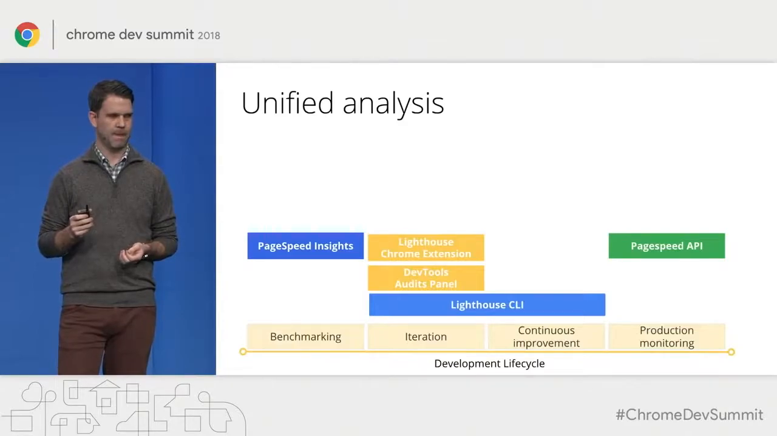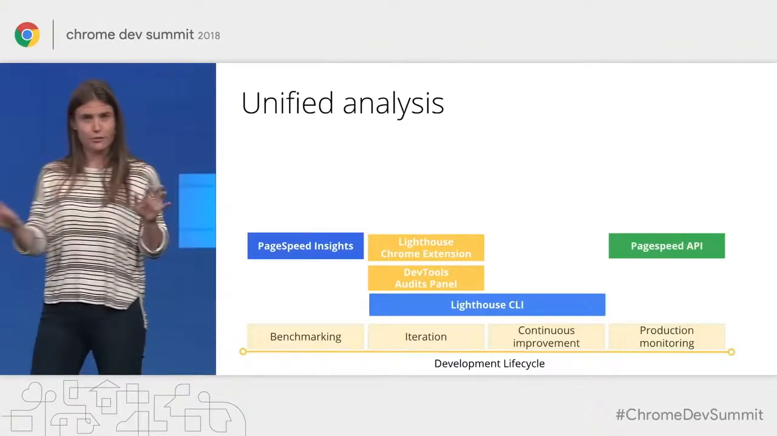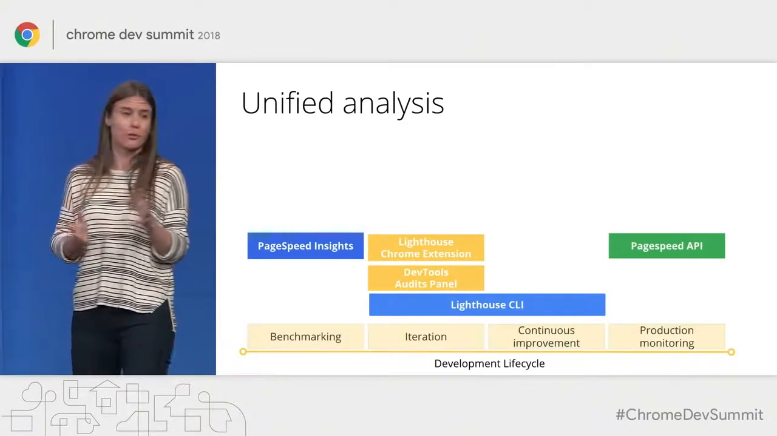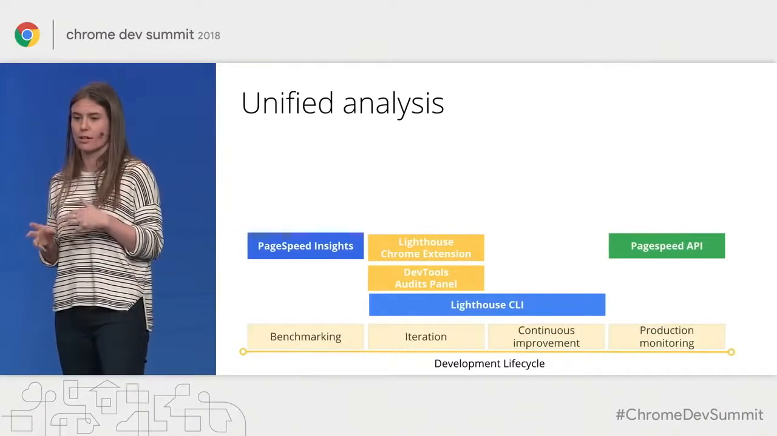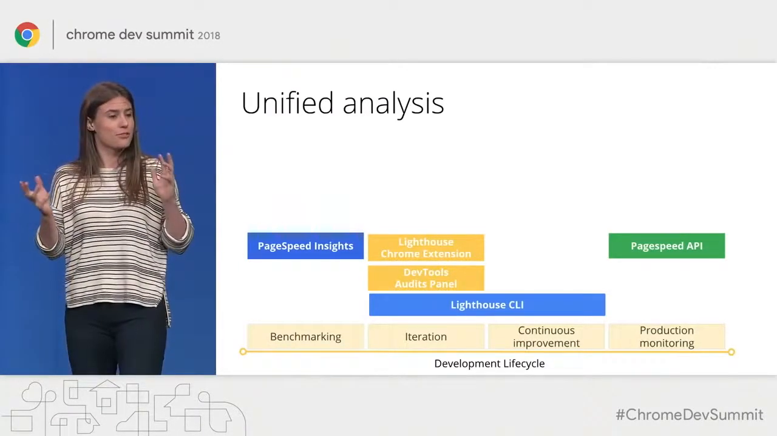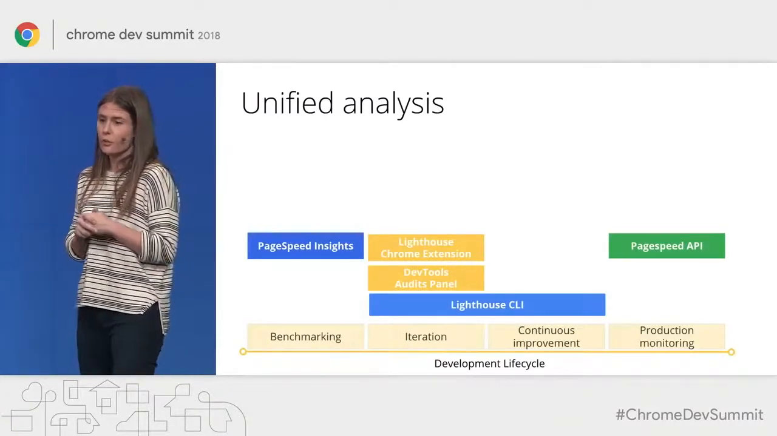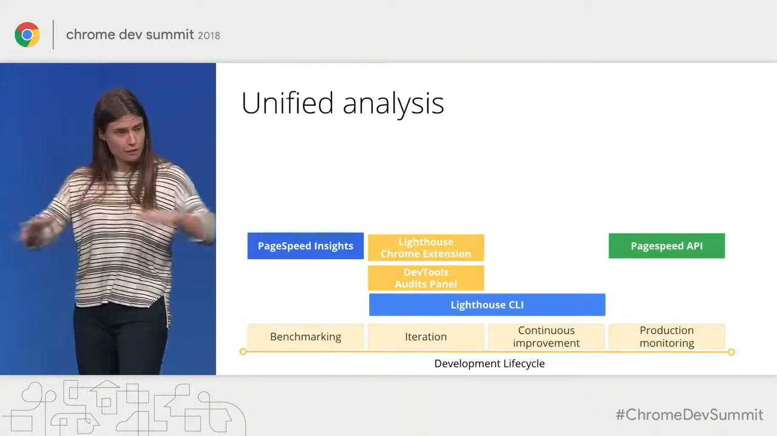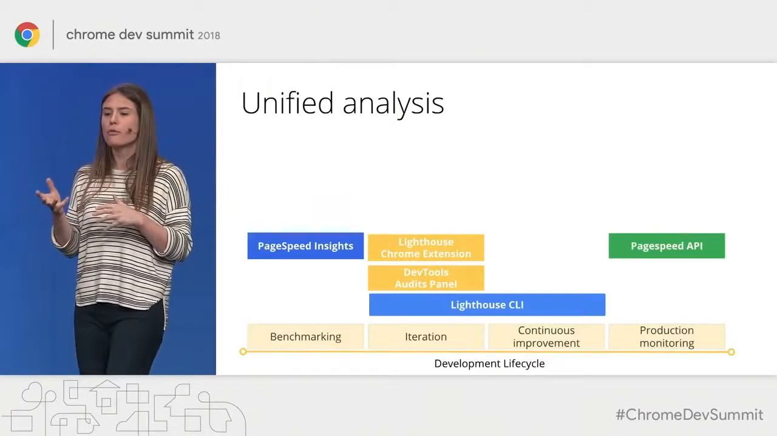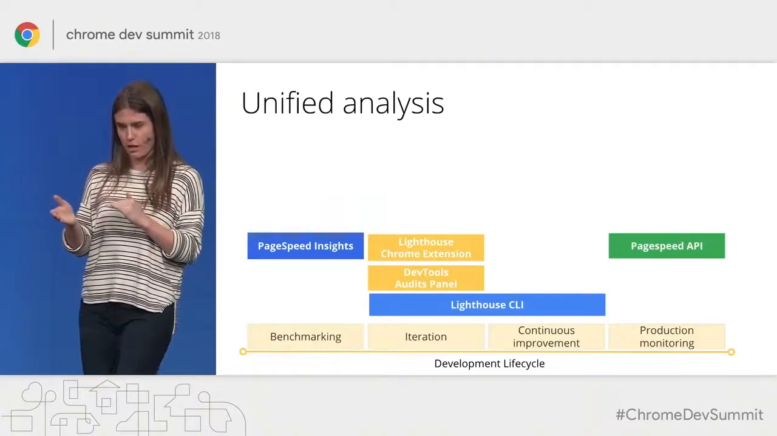And so this is really cool. It means all unified analysis, and it's the same. So when you're measuring, optimizing, monitoring, or making changes and testing things out, there's a place for you to go for that. So that's great, and we have all of these things aligned, but where do you go for what? And when should you go there?